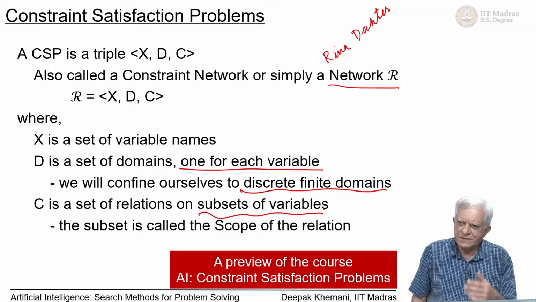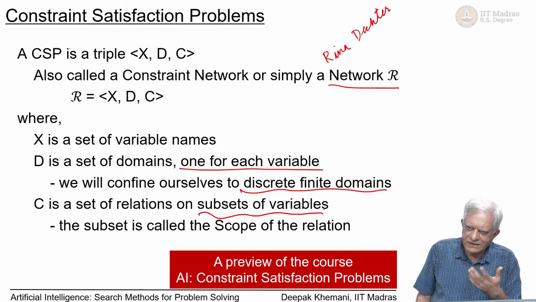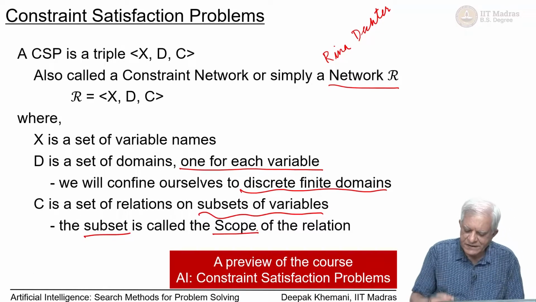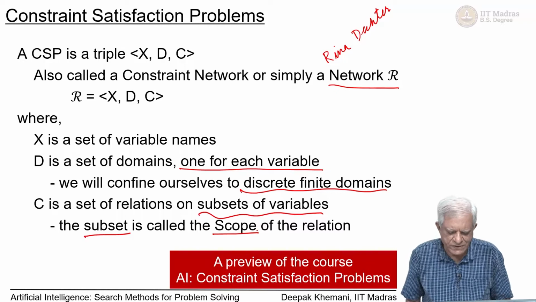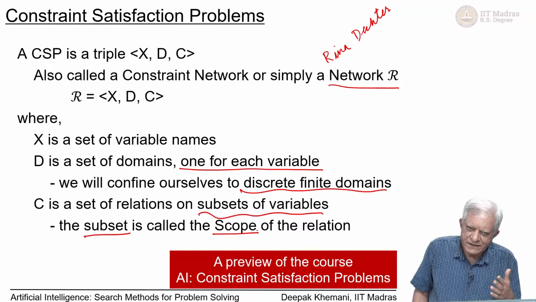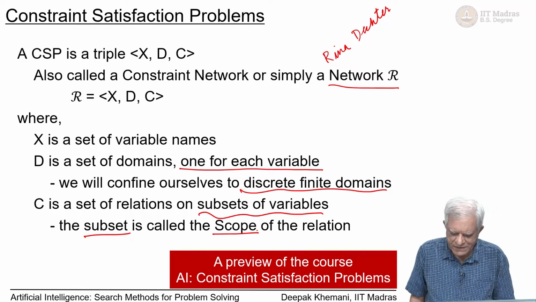We have seen, for example, brother was a relation of arity 2, and siblings was a subset of D cross D cross D. So, the subset of variables on which a relation is defined is called the scope of the relation, and we will often use S to stand for that. What we are going to study in the next few lectures is basically a preview of a course that I also teach called AI constraint satisfaction problems.